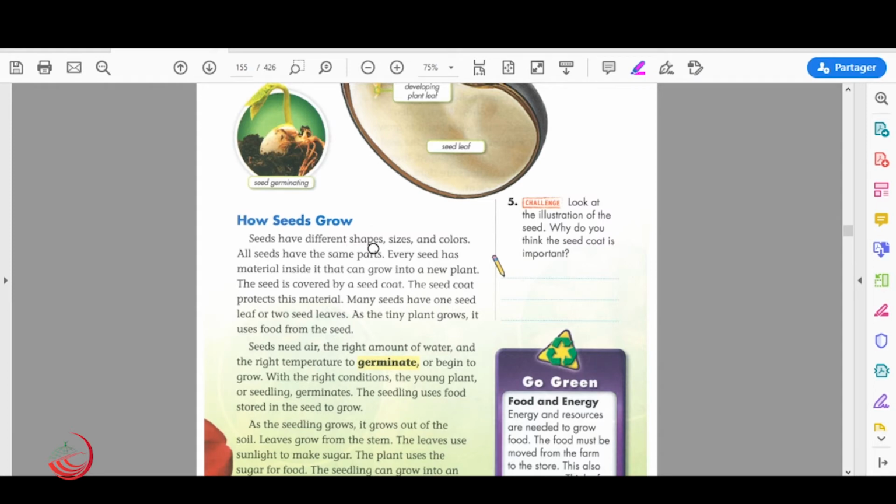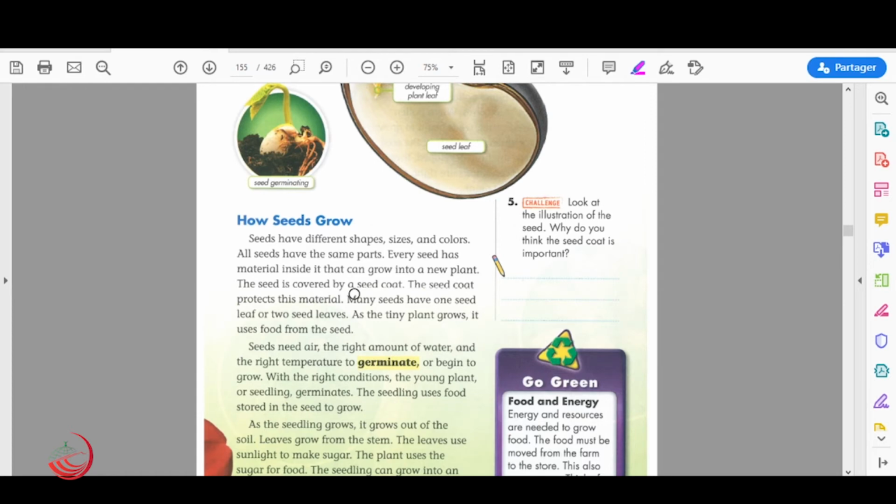Seeds have different shapes, sizes, and colors. All these have the same parts. Do you remember when we were examining the chickpeas seeds, the lentil seeds, and we have two different types of lentils. We have the orange and we have the brown. Very good. And we also had a wheat seed. Yes, every seed has material inside it that can grow into a new plant.